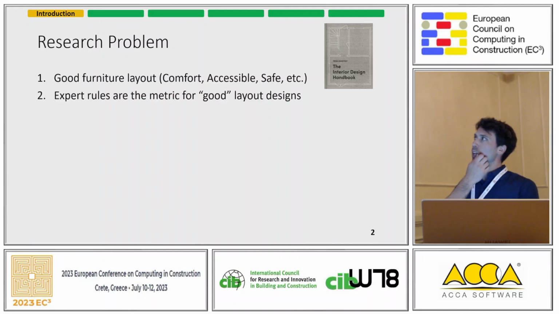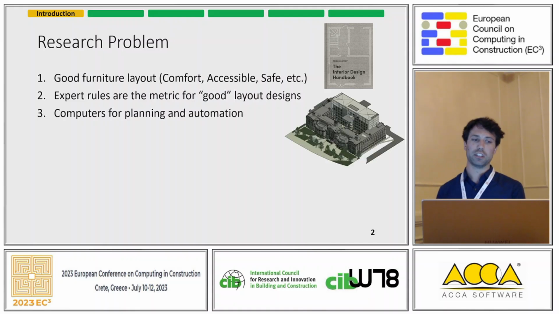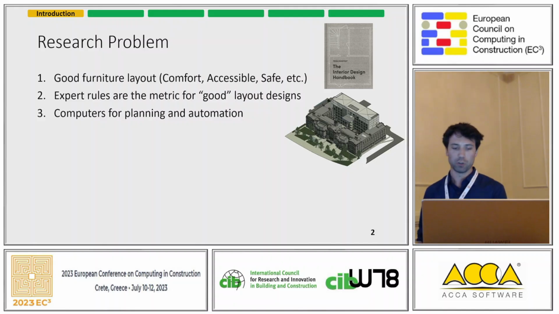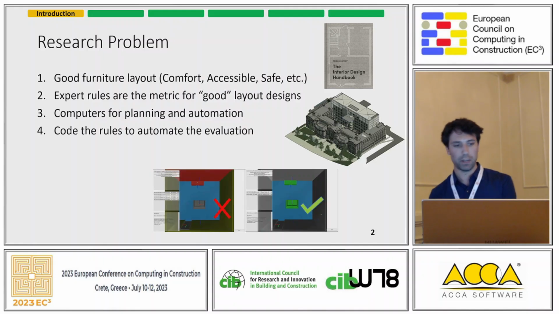But for the everyday person, you're maybe not sure what it means to have a good design. So the rule of thumb is if you follow expert rules that come from interior design handbooks, then you're good to go as far as having a good layout design. We're also in the digital age now, where we can use computers for planning and design, and BIM, of course, is a big topic here. So that gives us a lot of automation options.